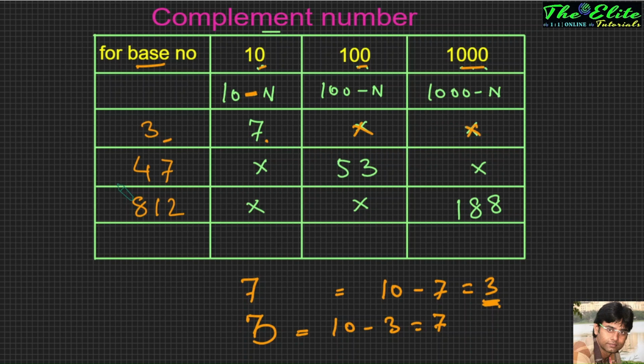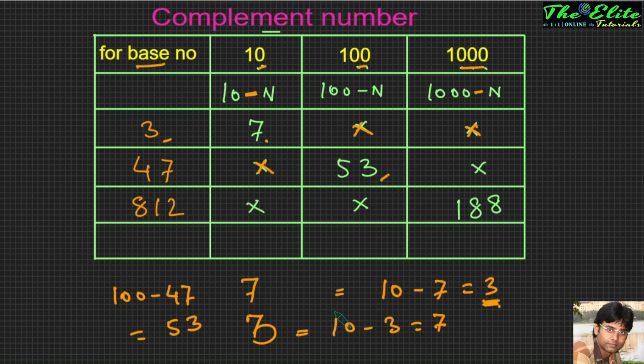Okay, now if it is a two-digit number like 47, you can have the number here only under the base 100. So again the same method will be used. You have to subtract the number from 100 to get the complement of 47. So it is going to be how much? You can imagine. Okay, 53. To find the complement number of 812, you have to subtract this number from 1000. See, 1000 minus this number, and you will get 188.